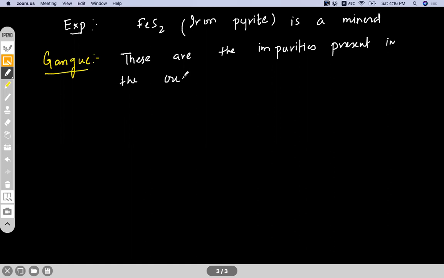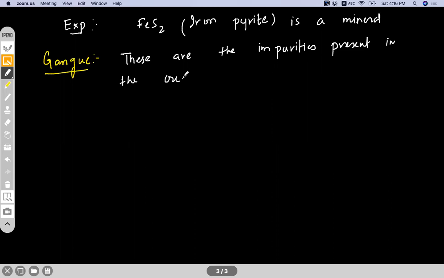What are the different methods we take for the separation of metals from impurities? Based on the properties of the metal and impurities, we use one particular method for the separation of the metal. So we'll discuss some general methods in different steps, and those methods only we will be using for the extraction of a given particular metal.